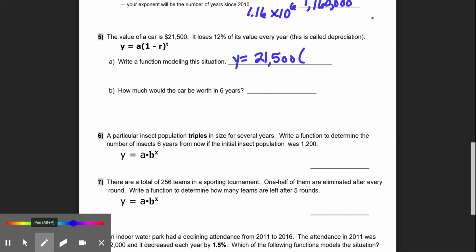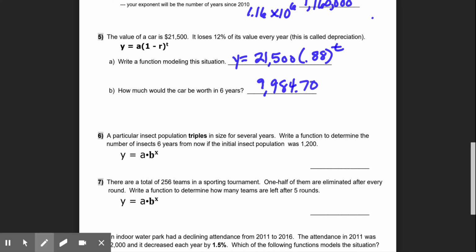Let me erase that because we want to put what it is. Now, could you put 1 minus 0.12 in there in the parentheses and get the calculator to calculate that? $1 minus 12 cents is 88 cents? Yes, you could. How much would the car be worth in 6 years? So it would be worth $9,984.70. So that's quite a bit of depreciation.